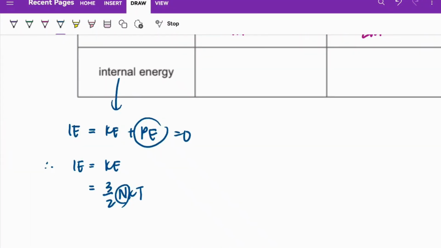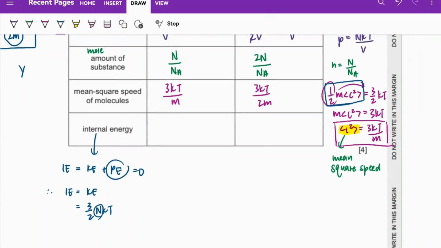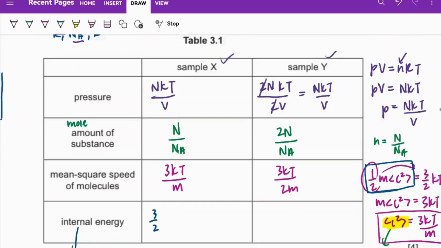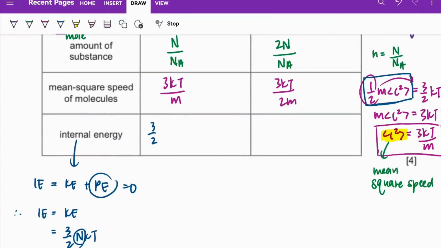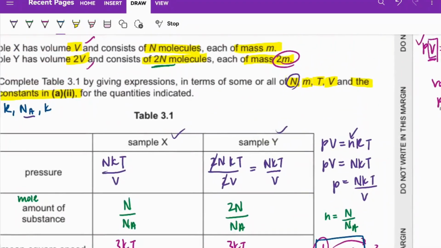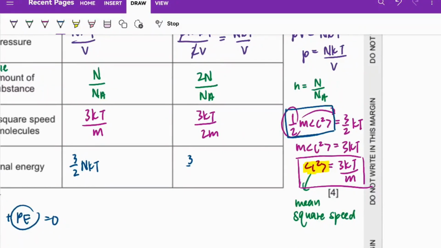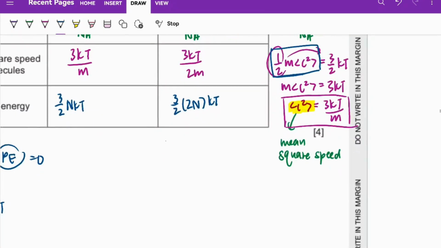So, for sample X, it's 3 over 2, is it n? Yeah, it's n molecules, kT. And for sample Y, we have 2n molecules. So it will be 3 over 2, 2n kT, which will basically, because one can cut, 3n kT.